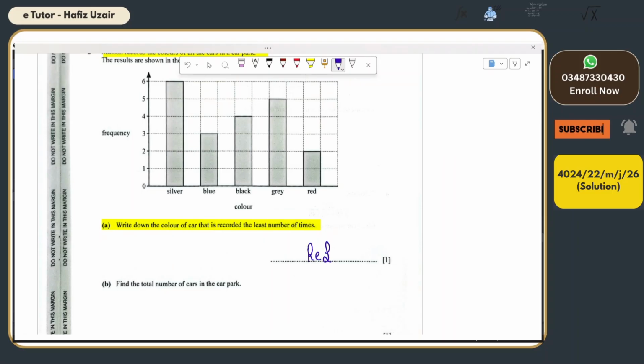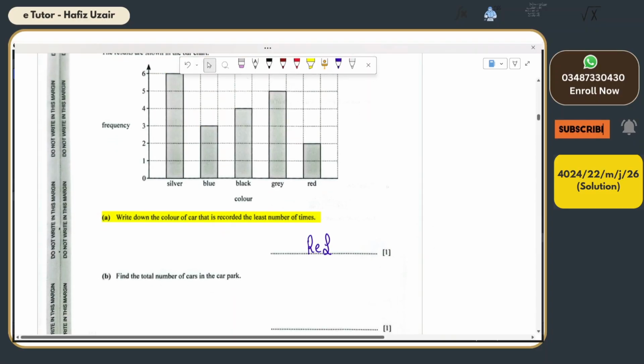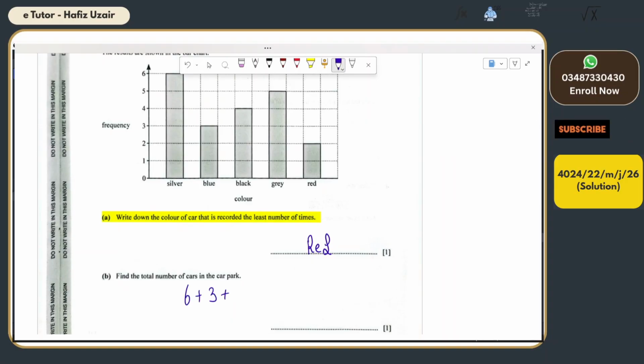Find the total number of cars in the park. Now you can check from this: there are 6 silver cars, 3 blue, 4 black, 5 gray, and 2 red. So let's add these numbers: 6 plus 3 plus 4 plus 5 plus 2. That will be 9, 13, 18, and then 20.